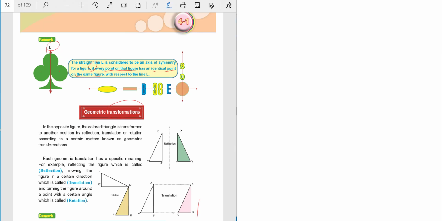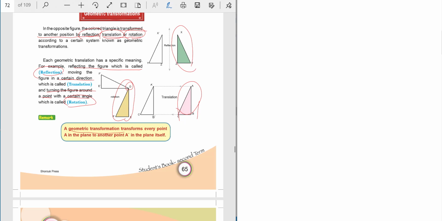The second part in this lesson: geometric transformation. We have a colored triangle. The colored triangle is transformed to another position by reflection, translation, or rotation. Reflecting the figure is called reflection. Moving the figure in a certain direction is called translation. And turning the figure around a point, around angle D, as an example, with a certain angle, is rotation. So we have three geometric transformations: reflection, translation, and rotation.